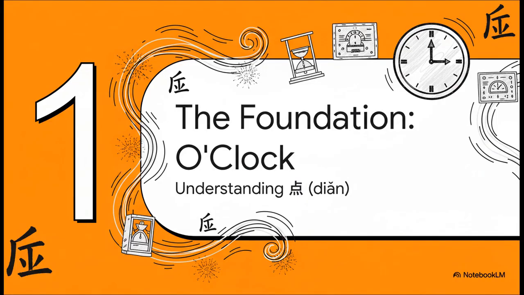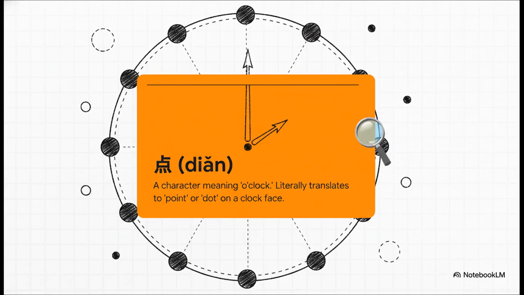Okay, let's dive in. Our first section is all about the absolute cornerstone of telling time in Mandarin. It's this character right here, dian, which we pronounce as dian. Seriously, mastering this one character is the key, because everything else we do today is going to build right on top of it. So what is dian?